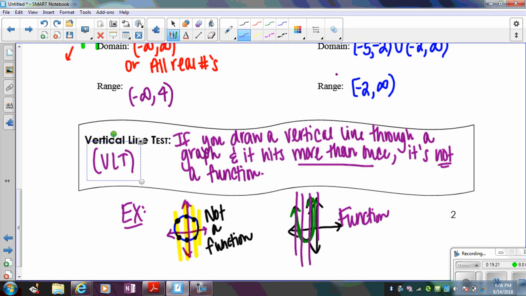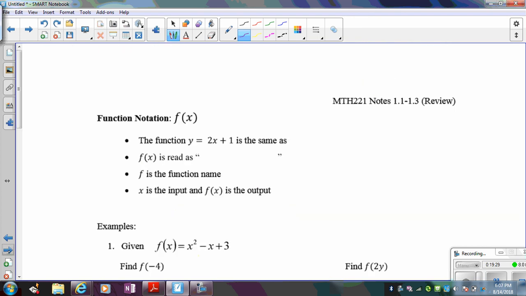So the last thing I want to look at in this video is looking at a little bit more with function notation. So if we go to the next page, we have function notation, which is what's read as f of x. So it's this f with the parentheses. It's the same thing really as y. So if I say the function y equals 2x plus 1, this is really the same thing as f of x equals 2x plus 1.